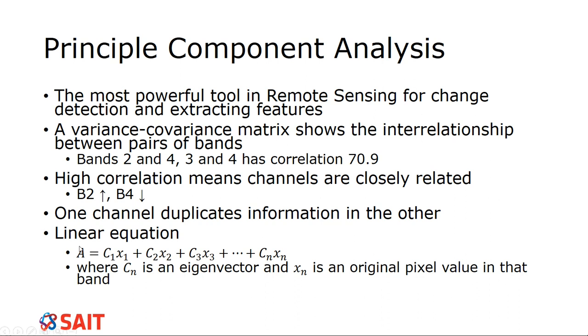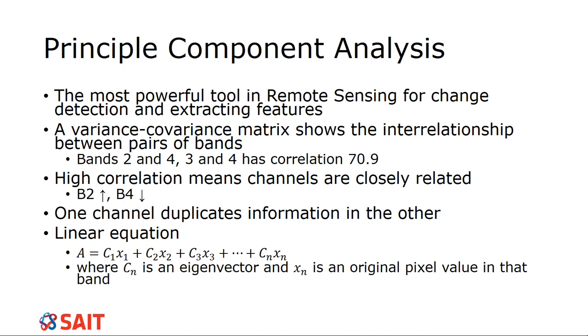So for example, a high correlation means the channels are closely related. If we have a positive correlation, two bands will go up. If we have a negative correlation, for example here with band 2 and band 4, if band 2 goes up, band 4 goes down. And so it just gives us that negative value. So we could be looking at a high negative correlation, or a high positive correlation. If it's 0, it means there is no correlation, but I haven't yet seen a covariance matrix or a correlation matrix with a 0 in it, because everything is correlated.